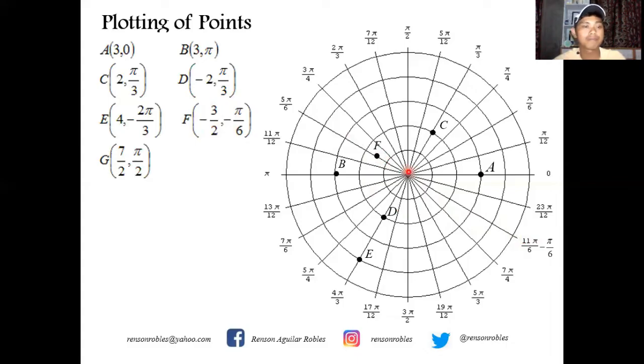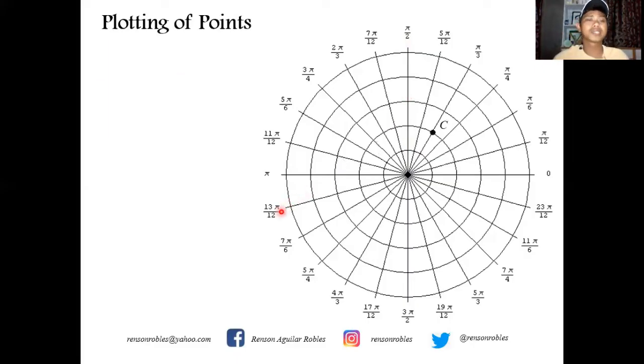And then finally, point G: 7 halves, pi over 2. 7 halves is 3.5. This is your pi over 2 or the 90 degrees angle. So you count 3.5 units away from the origin. So you got 1, 2, 3.5. And this is where you can find point G.